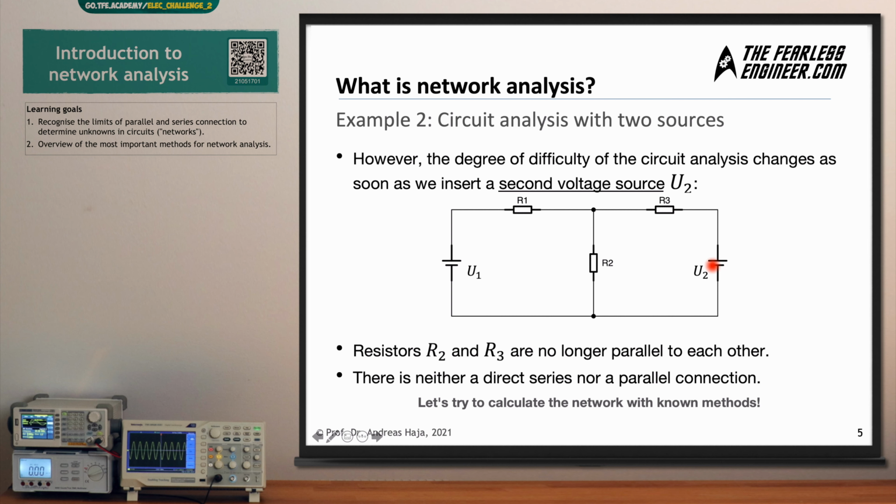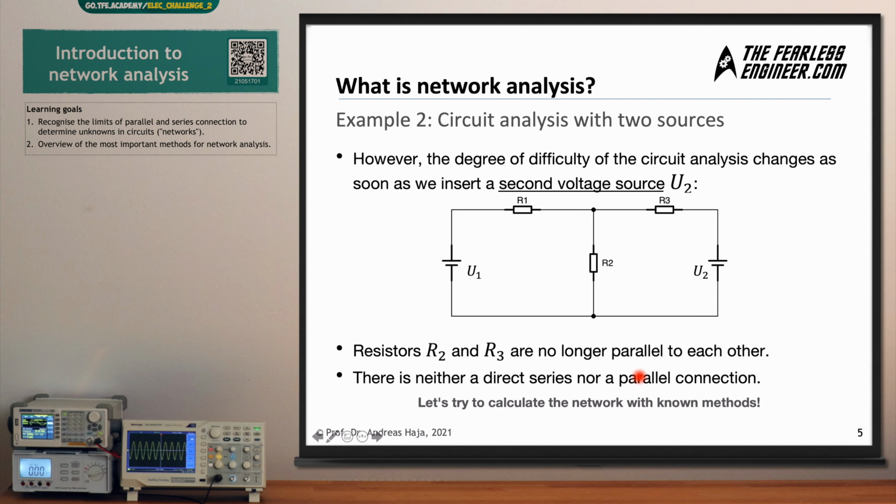And now this means that R2 and R3 are no longer in parallel to each other, which means they share the top junction point, but they do not share the bottom junction point any longer, because we have this second voltage source here. And this means there is neither a series nor a parallel connection here. R1 is still in series to this right part of the network, that's true, but as R2 and R3 are no longer in parallel to each other, neither are they in series to each other, we cannot simply apply the same strategy as before. But nonetheless, we have other tools in our belt.